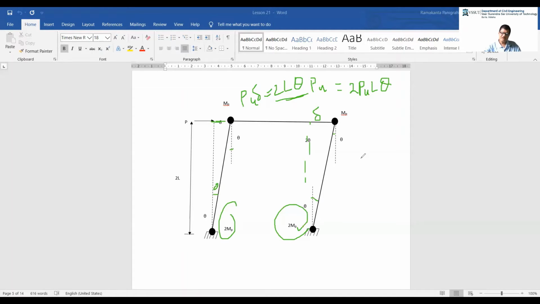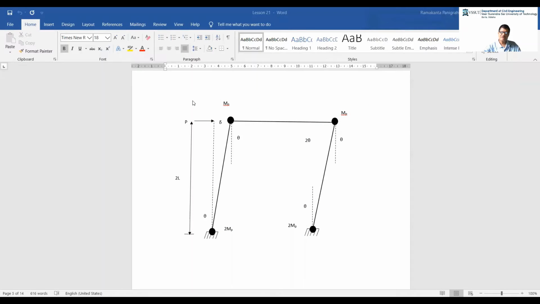Now, what will be the value for the internal work done? 2 MP into theta, here MP into theta, here MP into theta, 2 MP theta. So 2, 4, 5, 6, 7. This can make you understand. Because it is MP here, it is MP because the value on the beam is MP, the column is 2 MP, so accordingly the equations are being formulated.